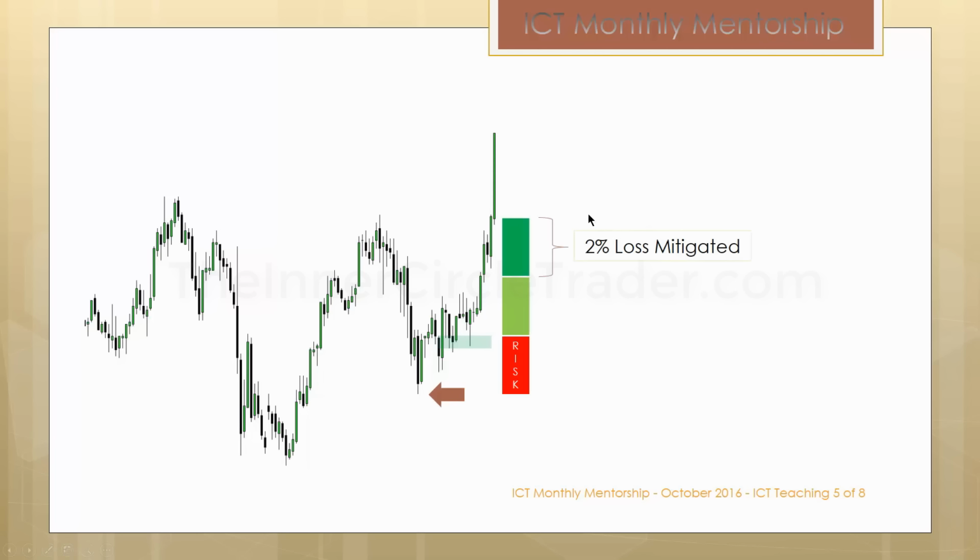Once we get one more standard deviation from what our risk is defined by, we're already at 2% mitigated. In other words, our losing trade that we just had using half of the initial risk is already mitigated. Now, at this point here, this is one of those instances, if you're a new trader, this is where you want to consider taking the trade off.